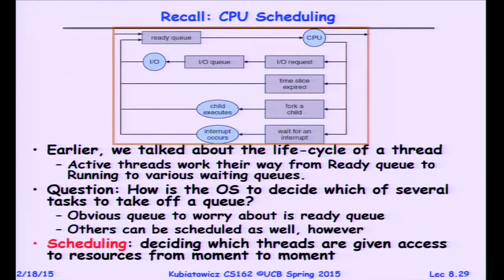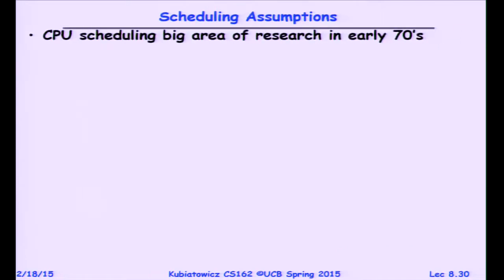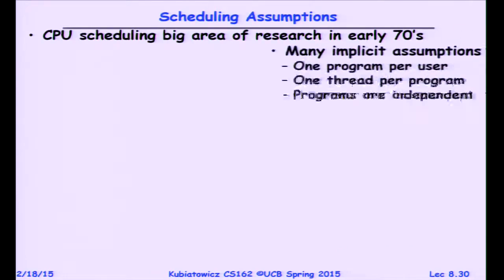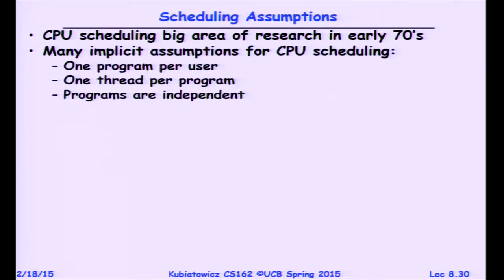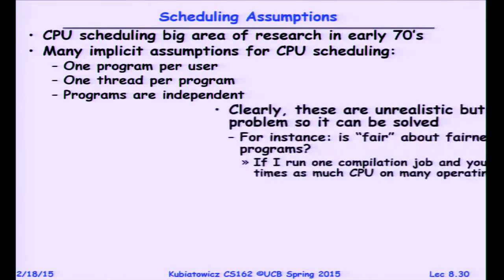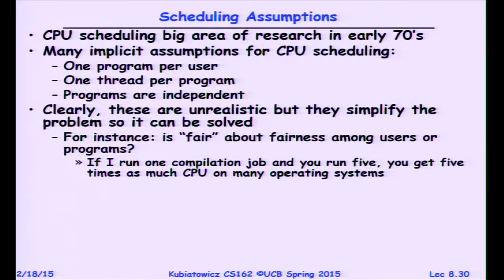Okay, these are all scheduling, right? And so scheduling assumptions, there are many, it was a big area of research. We're going to spend some time definitely with this next week. Many implicit assumptions that we'll go into. And clearly, a lot of these assumptions were unrealistic, but you can start asking questions about, suppose I want things to be fair in my scheduling. What does that mean? Well, everybody gets the same amount of CPU time, whatever.